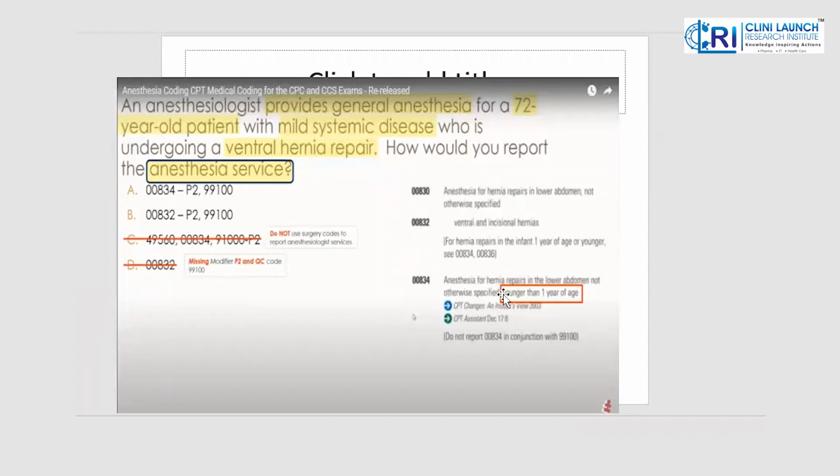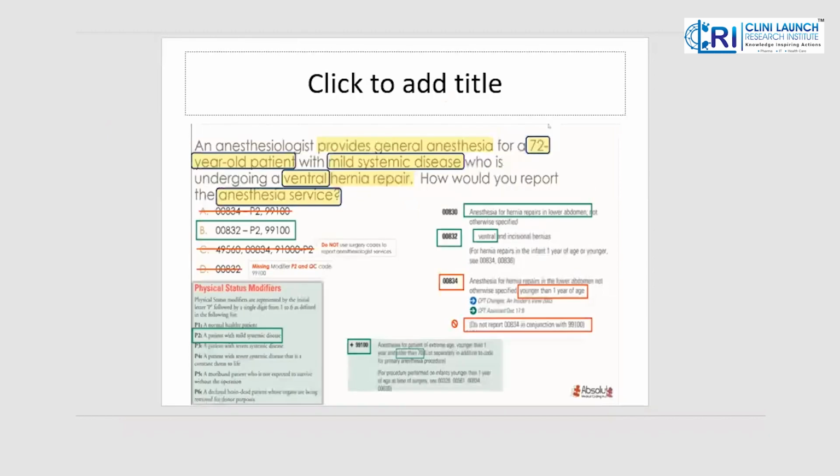00834 is anesthesia for hernia repair in the lower abdomen, not otherwise specified, younger than 1 year of age. But the patient is a 72-year-old patient. So 00834 will not go. Correct? It is for younger than 1 year of age. So your answer will be B.